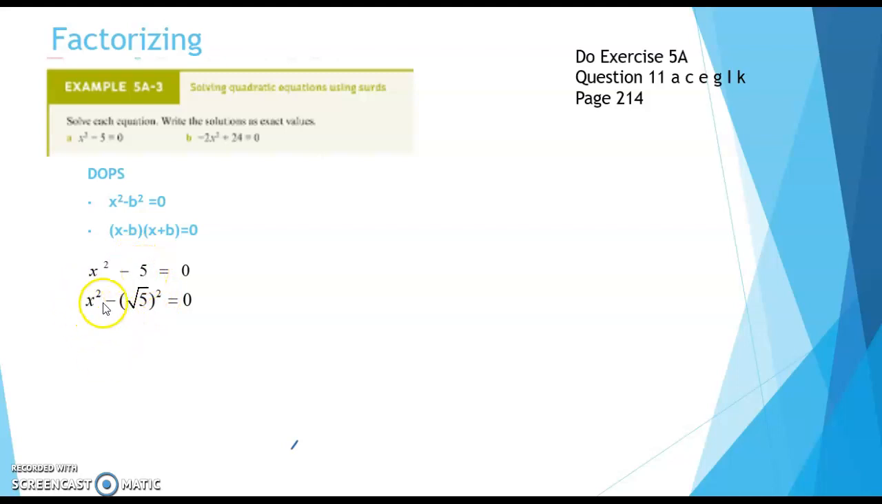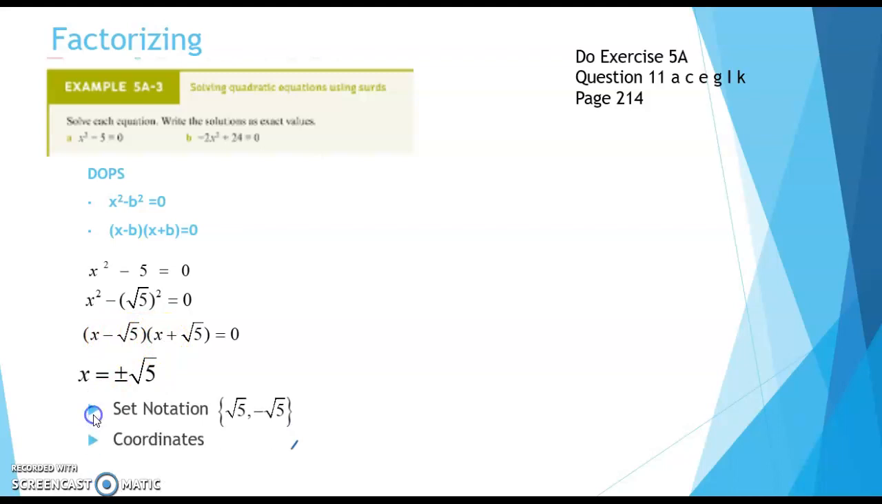And now we take the square root of x squared, which is x. The square root of 5 squared is root 5. So x minus root 5 and x plus root 5. And again, with the unit coefficient for the x terms, it's going to be x plus or minus root 5, in other words, the opposite. And for your set notation, curly brackets, and coordinates, round brackets.